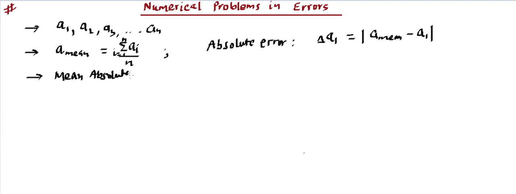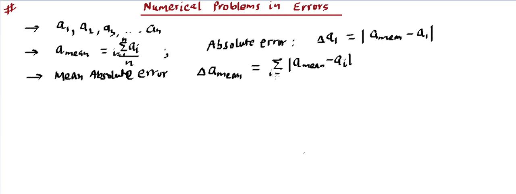So you learned about this mean absolute error. Let's say we are representing it by delta A mean. So this is the summation of all these delta Ai, or we can write A mean that we have calculated earlier minus Ai, and this i runs again from 1 to n, divided by n. Basically we are finding out the mean value of absolute errors. So that's delta A mean.